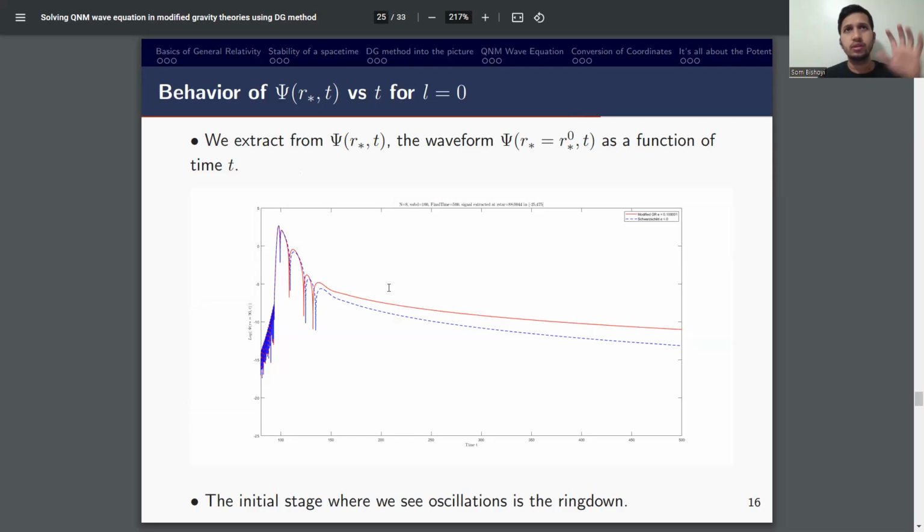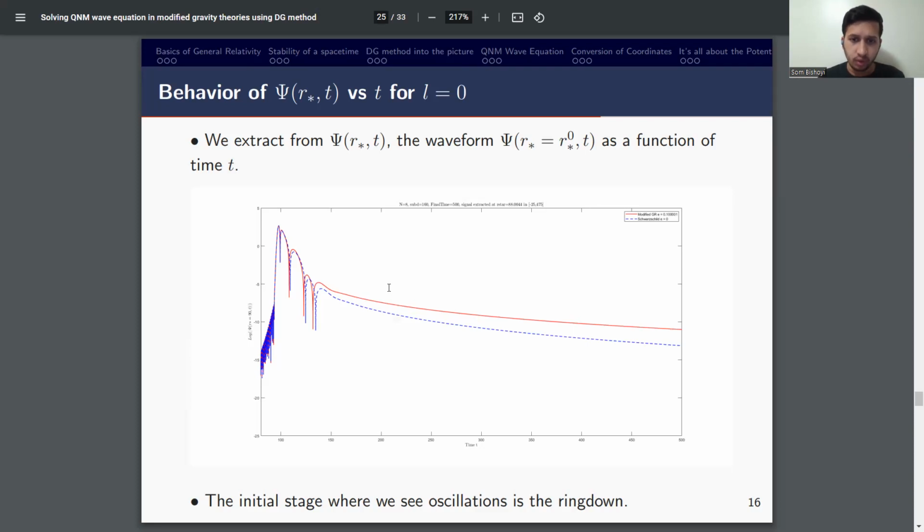Now what we want to plot is psi versus time. So what we have to do is basically extract the waveform at some particular value of r star. Then what we would eventually get is psi as a function of time, and that is exactly what we plot here.